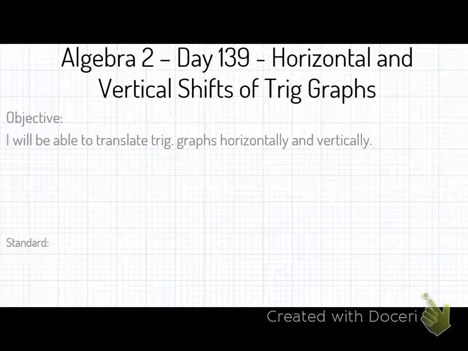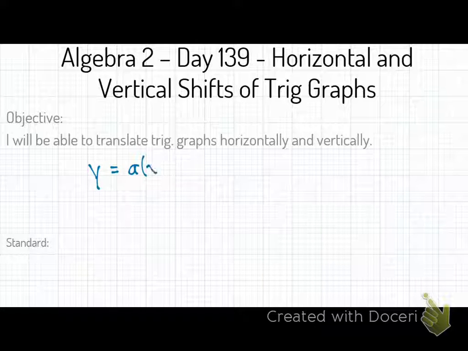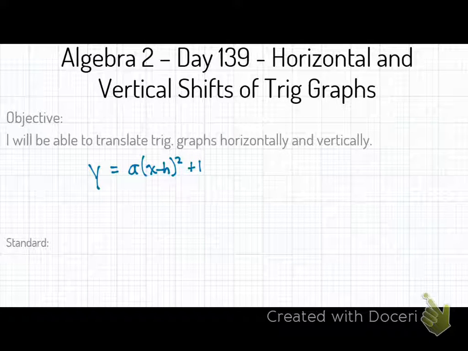This is day 139. We're going to talk about horizontal and vertical shifts of trig graphs. Remember back in the day, for example, our quadratic graphs, we had y equals a times (x minus h) squared. Remember this vertex form? What did h and k do? Turn to your neighbors and tell them what h and k did and remind them of that.